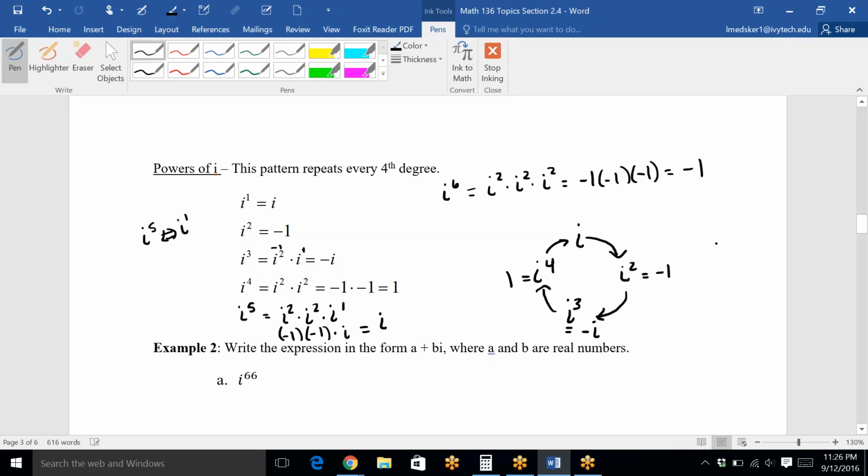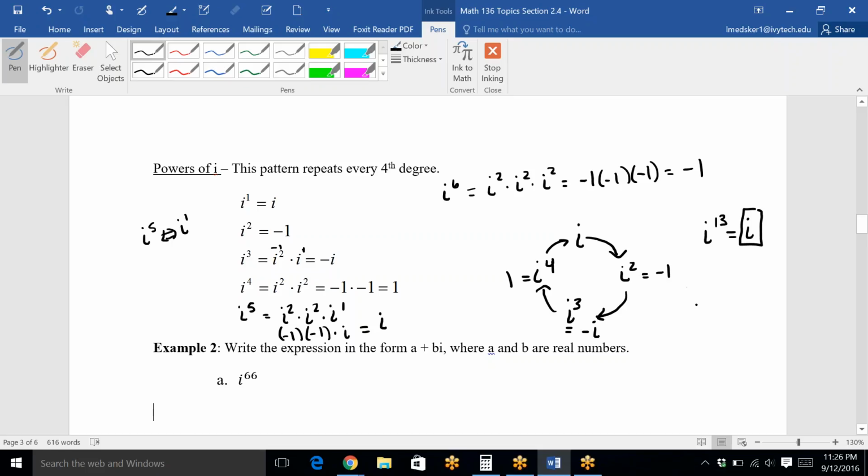So if you have a small thing like I to the 13th, you could just count around the circle. 1, 2, 3, 4, 5, 6, 7, 8, 9, 10, 11, 12, 13. I to the 13th is the same thing as I to the first. But not every time are you going to get small powers. In fact, if you look at my example, I have I to the 66. You don't want to count around that circle 66 times.